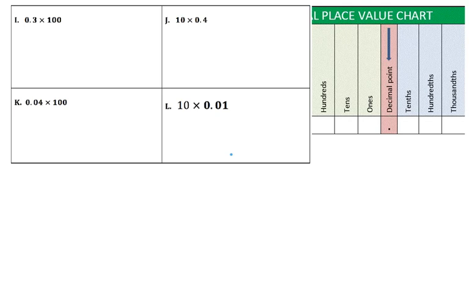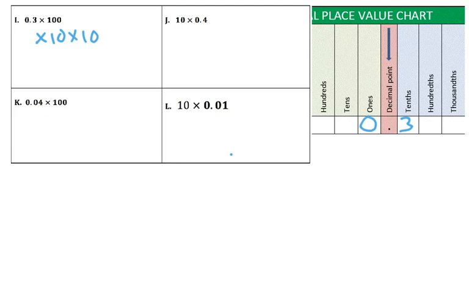So now we have 3 tenths times 100. So I'm going to put that into this place value chart. So we have 0 and then 3 in the tenths place. Multiplying by 100 is the same as multiplying by 10 twice. So basically, that's going to take this place value and shift it over 2 times.